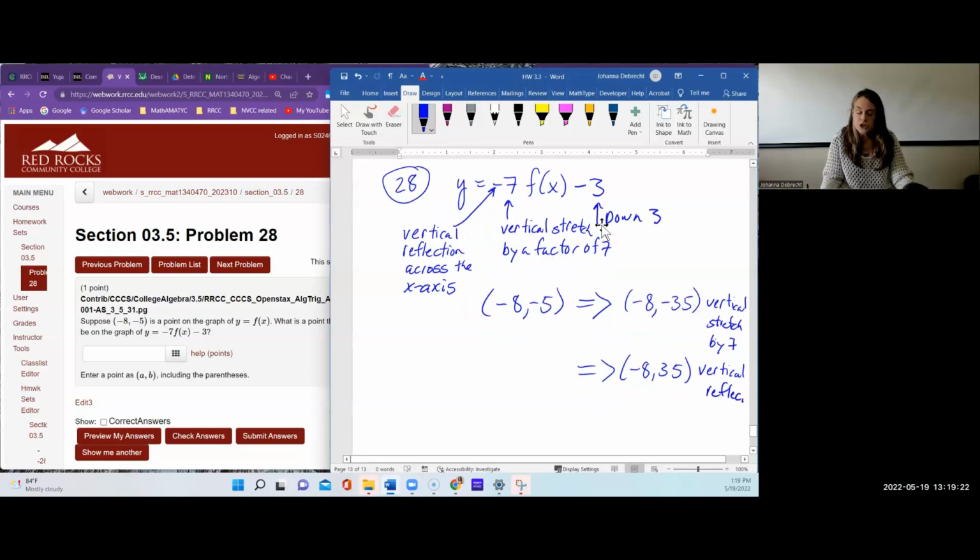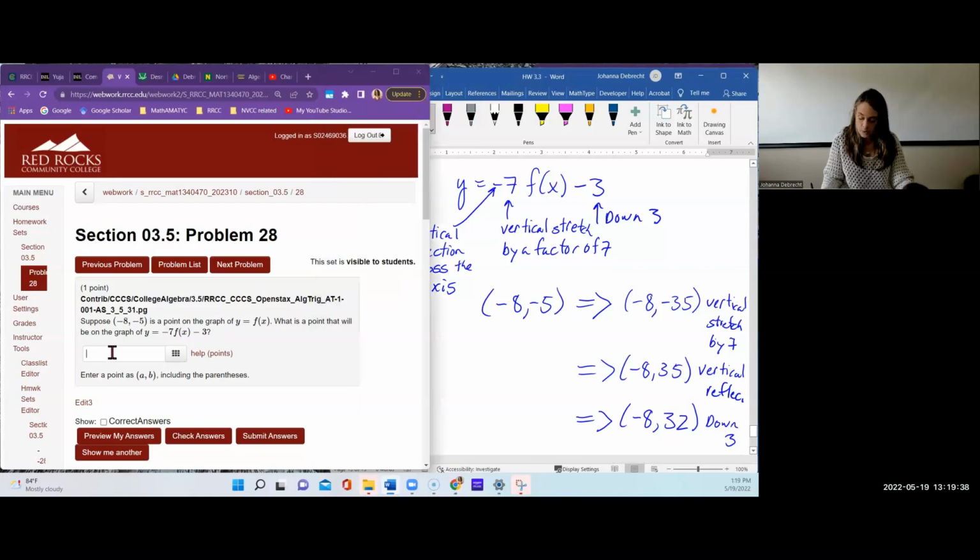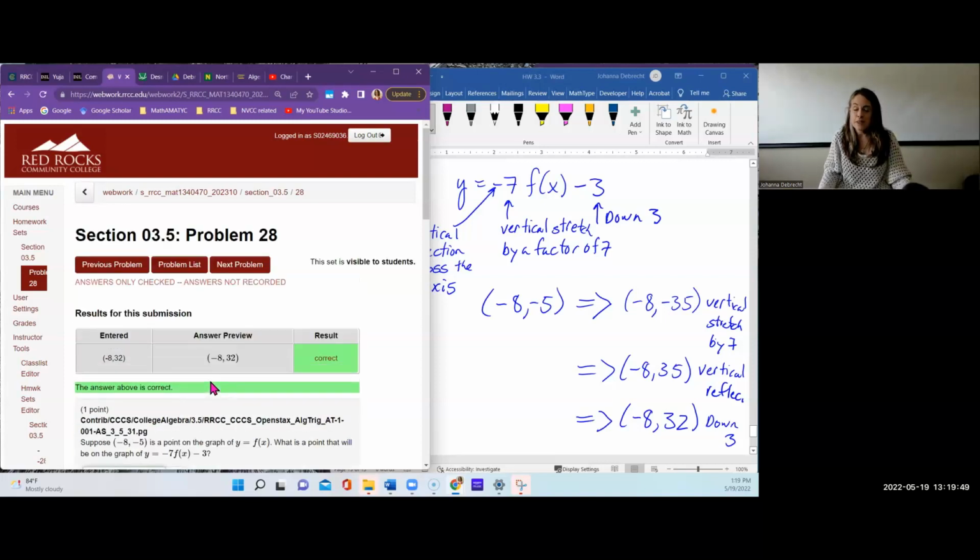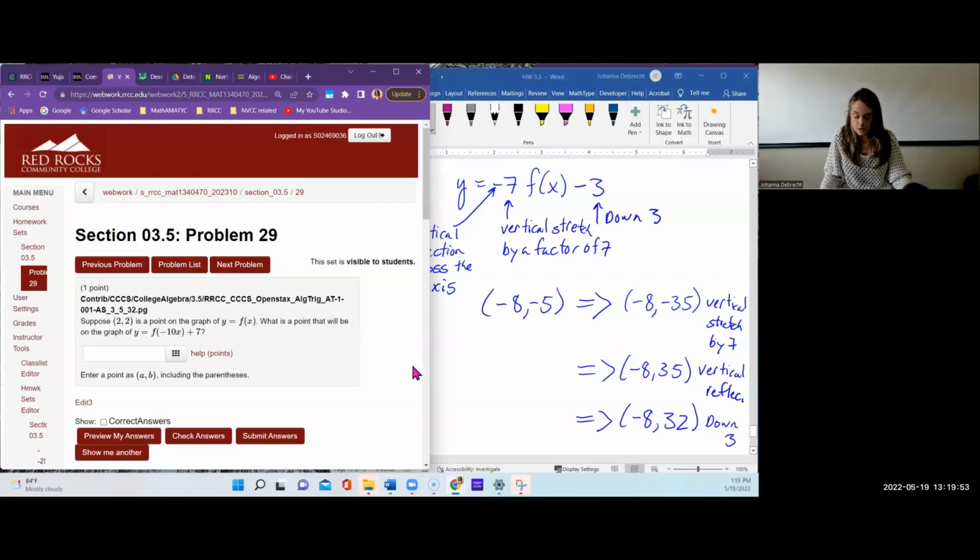Finally, we do the shift down 3, which subtracts 3 from the 35 and sends our point finally to its final resting place at -8, 32. I think the transformed point is going to be at -8, 32. Let's check and see. Love the green checks. I find these problems to be quite difficult.